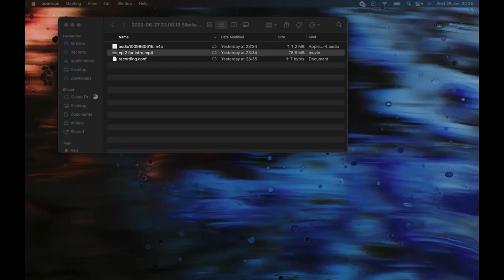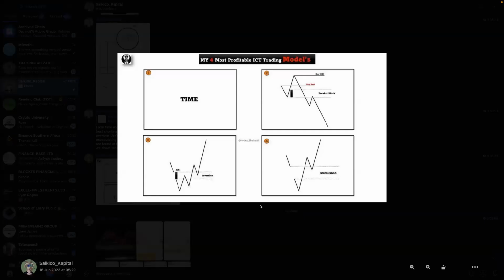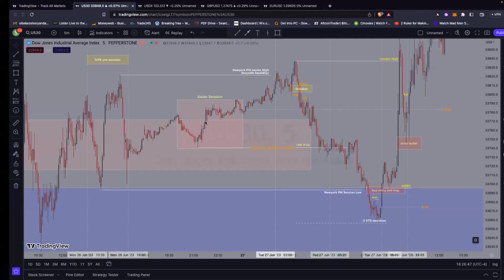So on that entry for US30, this is the model I employed. There's a breaker. You need to have a high, a low, a higher high. And then you have... I can't see your screen, sorry. I'm sharing this one. Can you see my screen? Yes.